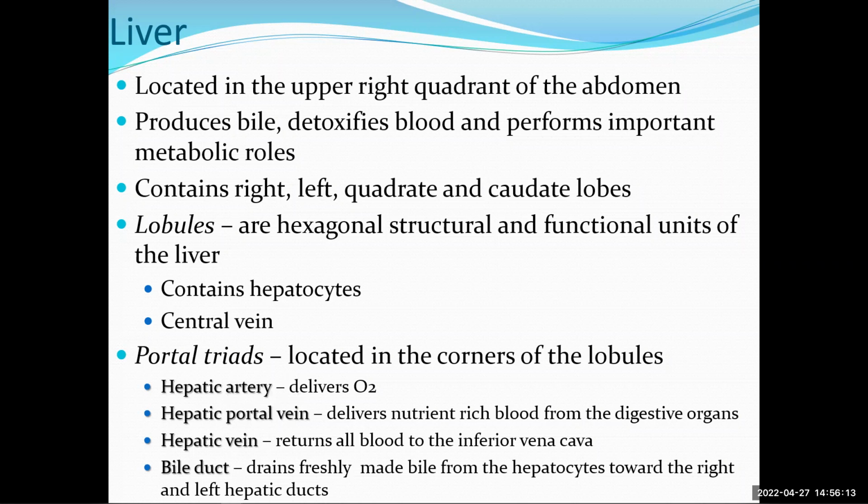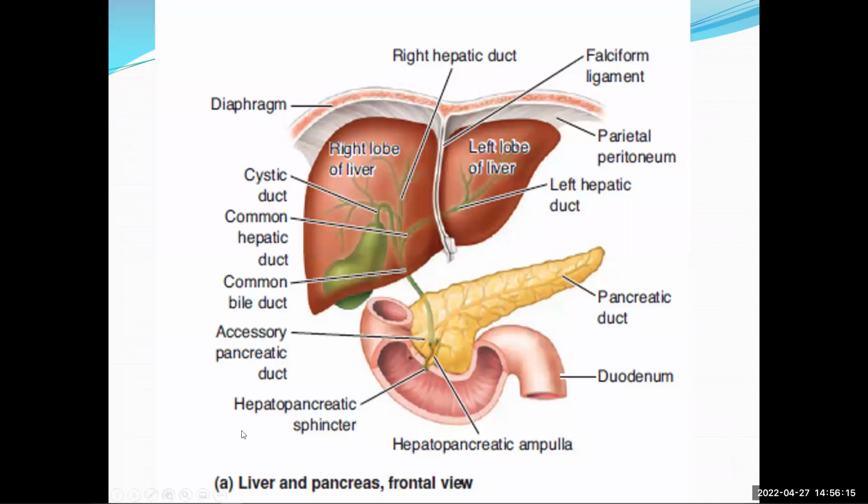Let's see if we can have an image of that. This one doesn't show the circulation. We'll see the circulation coming up in the next image. But this is just showing the structure of it. You have the right and the left lobe of the liver itself. And then right above, superior to the liver, you have your diaphragm.